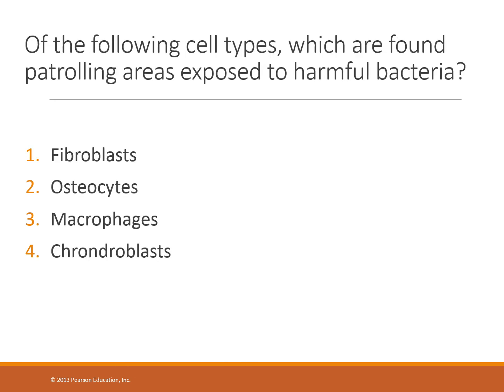Of the following cell types, which are found patrolling areas exposed to harmful bacteria? Do you think that's fibroblasts, osteocytes, macrophages, or chondroblasts? Macrophages and neutrophils are the bacteria slayers. They patrol areas exposed to harmful bacteria and then phagocytize those cells to protect the body from infection.